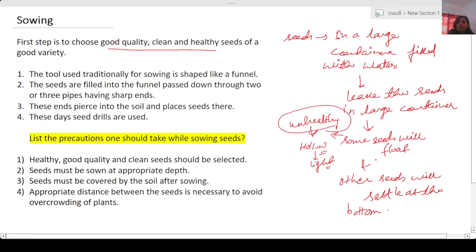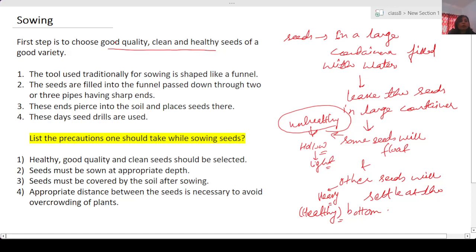On the other hand, if the center of the seed is full, that is, it is completely filled, it will make the seeds heavy. Since the seeds are heavy, they will sink at the bottom of the vessel or the big container. And it will tell us that these are the healthy seeds. In this way, the farmer can select the healthy seeds. So selection of healthy, clean and good quality seed is very important.